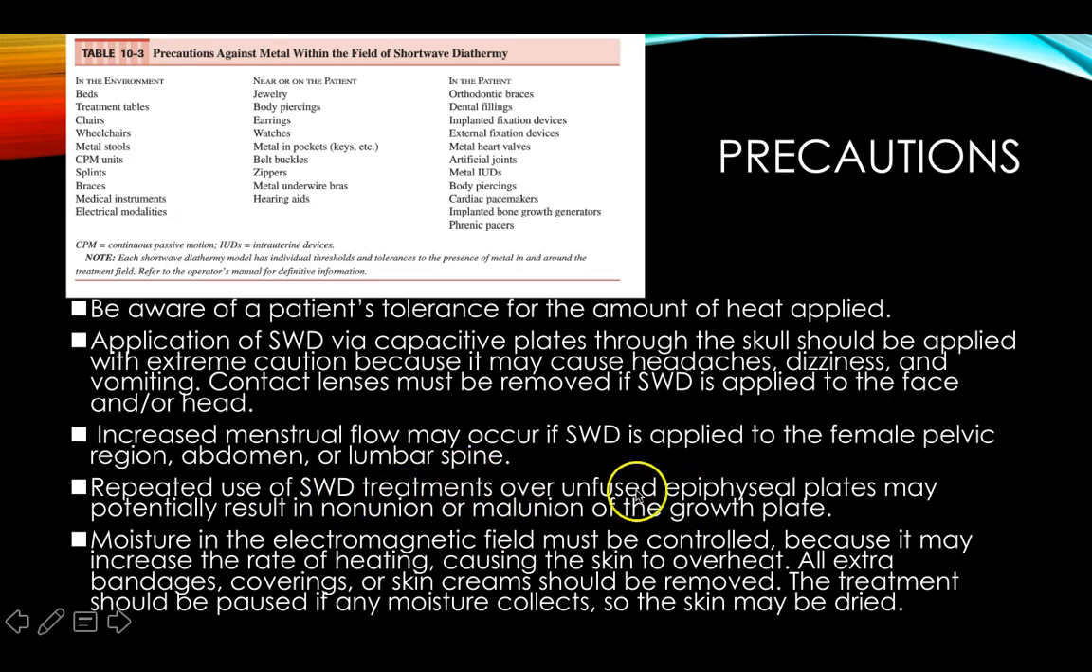Repeated use of shortwave diathermy over those growth plates, I mentioned that in the last slide, may result in malunion or non-union of the growth plate. And so it's a precaution. We usually try not to do it if they still have open growth plates. And then any moisture in the electromagnetic field has to be controlled because it can increase the rate of heating.